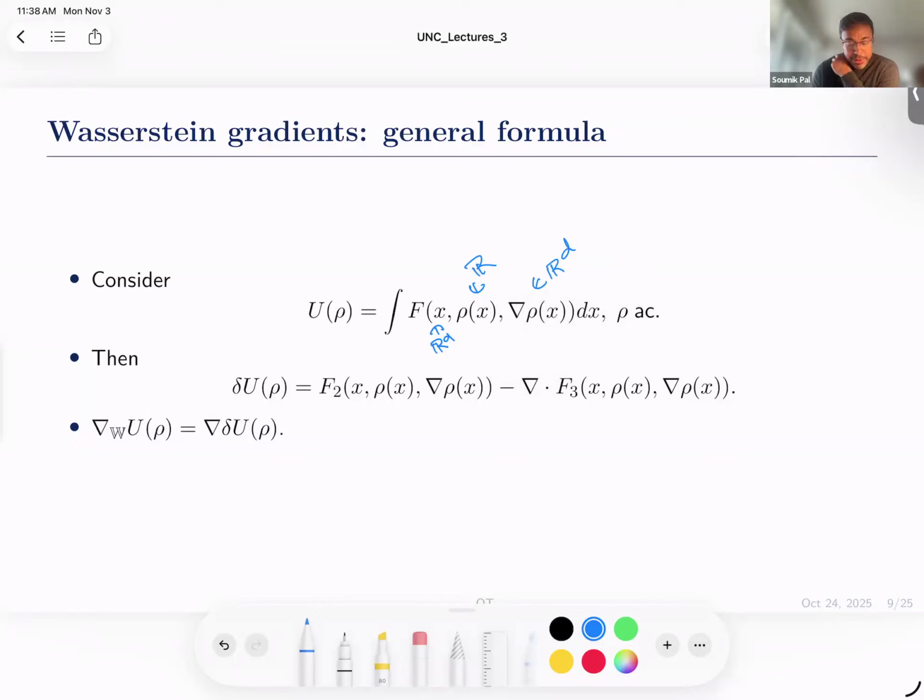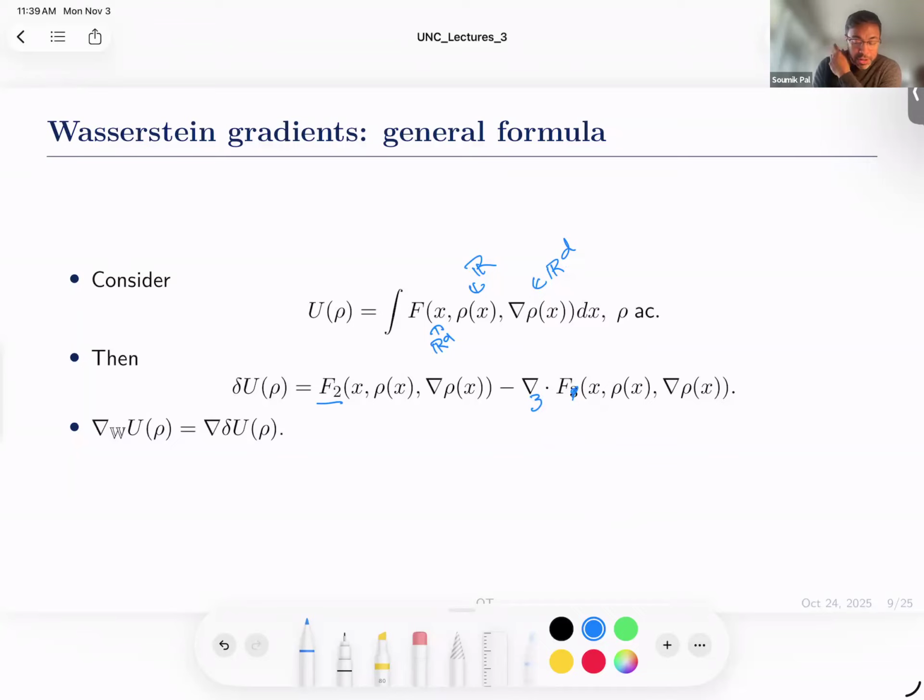Now, if you have a function of this type, then there's a very neat formula to calculate the Wasserstein gradient. Its L2 first variation is given by the following. Notice the second coordinate is scalar. So F2 represents the derivative with respect to the second coordinate, applied at x, rho x, gradient of rho x. So it's a scalar. Now F3 dot, the 3 should be here actually, is the divergence calculated with respect to the third argument. This third argument is vector valued, so there's a divergence associated with it.